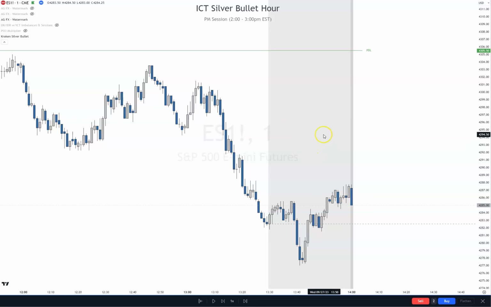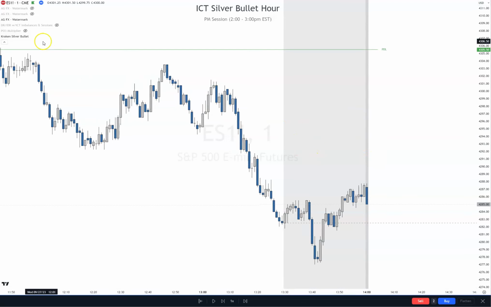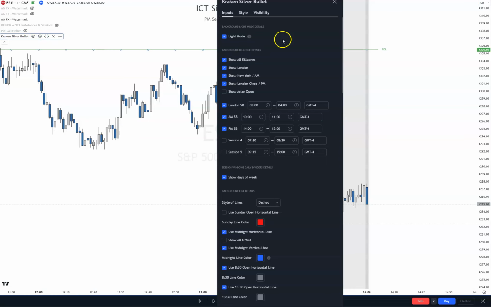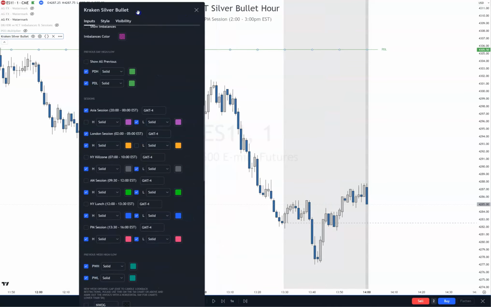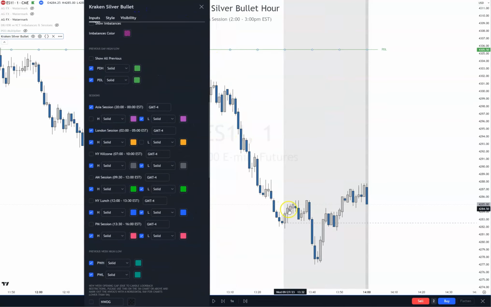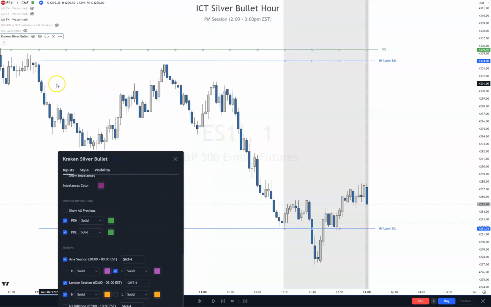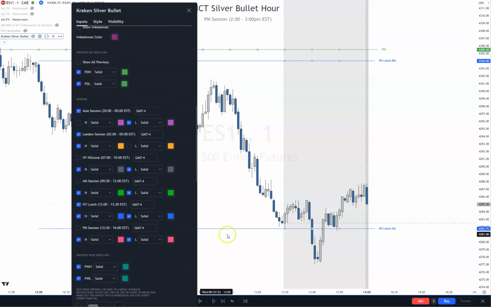All right, so right here is the 2 o'clock hour, and I'm going to open up the Kraken Silver Bullet indicator and scroll down to see what is available. When I start the PM session, I start with the New York lunch, because most of the time that's what I'm looking for. I turn that on, and we see that the New York lunch high, the buy-side liquidity, has not been taken yet. And the New York lunch low has just been taken, right? So we just took this liquidity.